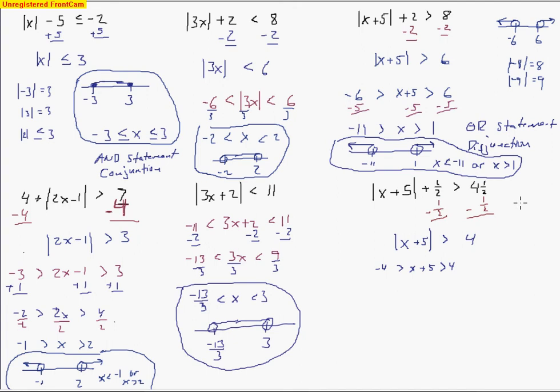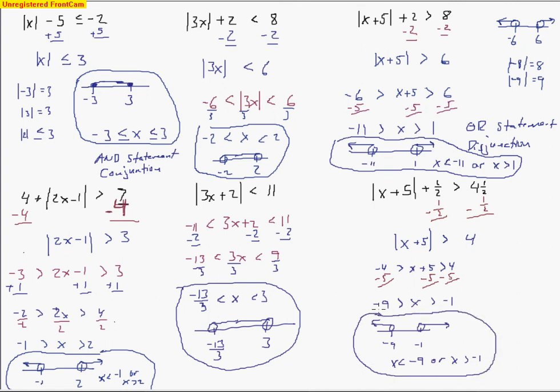So I go ahead and solve by subtracting that 5 from all sides. And what I have left over is negative 9 is greater than x, which is greater than negative 1. So again, all the values are going to be smaller than the smallest number, but bigger than the bigger number. So this is an or statement. And so all the values of x you'd write down are less than negative 9, or x is greater than negative 1. So greater means or, less means and.